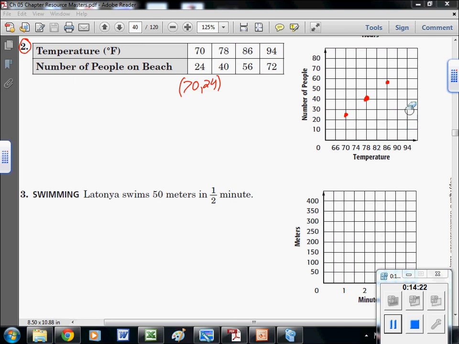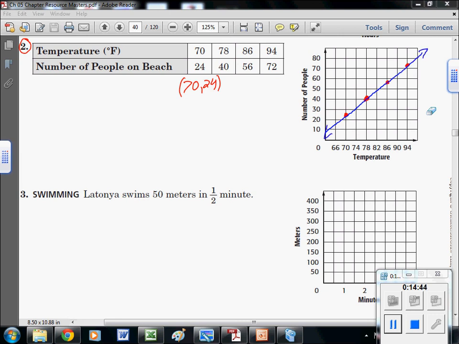Okay, and now 94, 72. Go to 94, go up to 72, so a little past 70. About right there. Now, if you look at those dots, I actually estimated all of them, but if you notice, I did a pretty good job. Those dots are in a pretty good straight line. So draw yourself a line that goes through them.